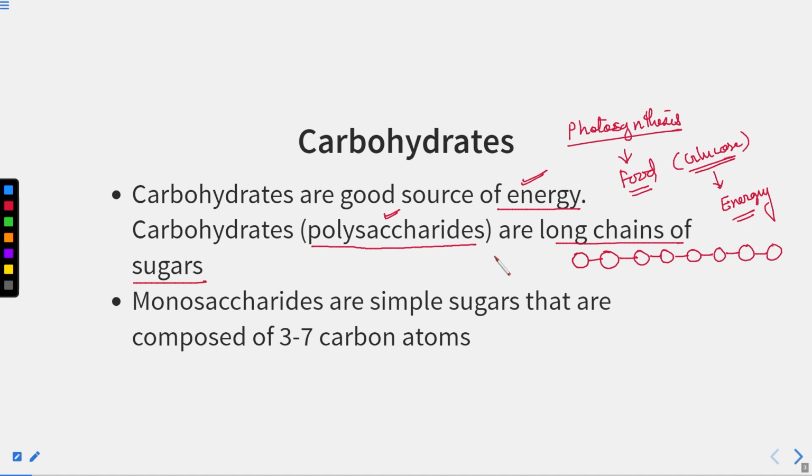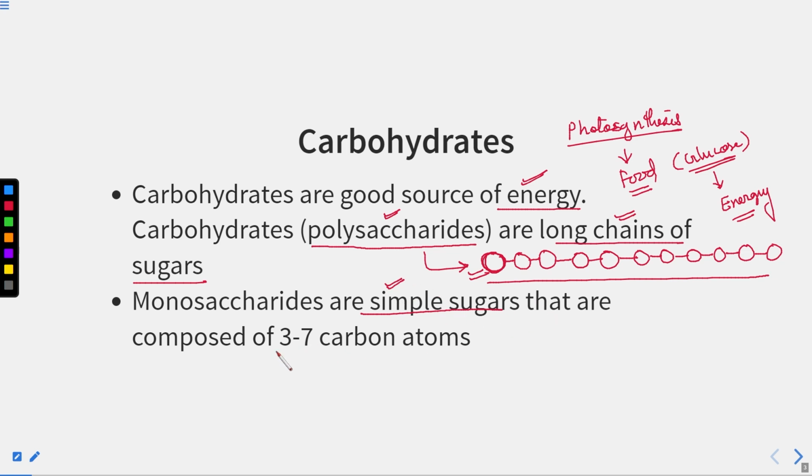If this is one single sugar, or any monomer of the carbohydrate, then it is called a monosaccharide. And when these are present in the form of a chain, found in nature, that is called polysaccharides. So polysaccharides are long chains of sugar. Monosaccharides are simple sugars. They are quite simple, right?